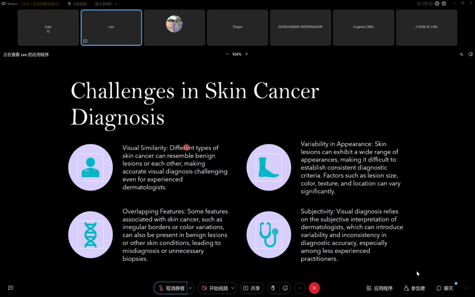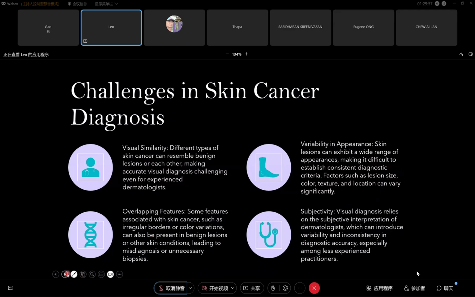And then overlapping features. Some features associated with skin cancer, such as irregular borders or color variation, can also be present in benign lesions and other skin conditions, leading to misdiagnosis. And variability: skin lesions can exhibit a wide range of appearances, making it difficult to establish consistent diagnostic criteria. And last but not least, it is very subjective. Visual diagnosis relies on the experience of the dermatologist, so this may introduce variability and inconsistency in the diagnostic accuracy.